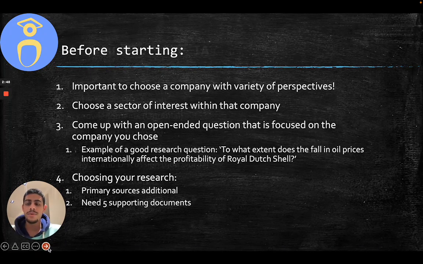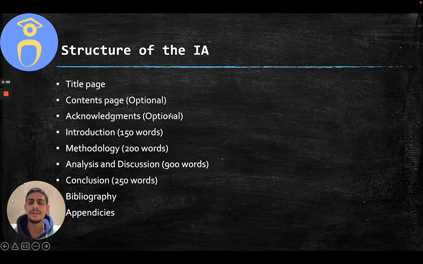Now, moving on to the structure of the IA. As you can see, the actual IA consists of a title page, a contents page, which is optional, acknowledgements, which again are optional, an introduction, which should be around 150 words, methodology of 200 words, analysis and discussion of 900 words, a conclusion of 250 words, a bibliography, and appendices.